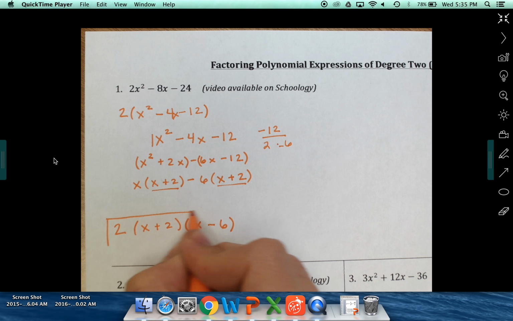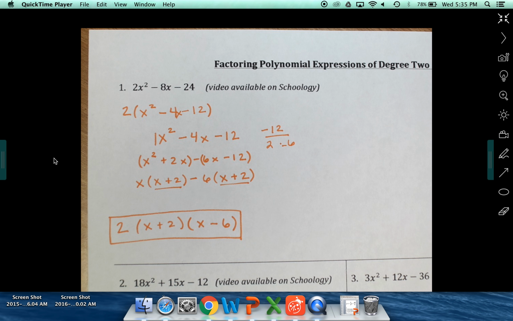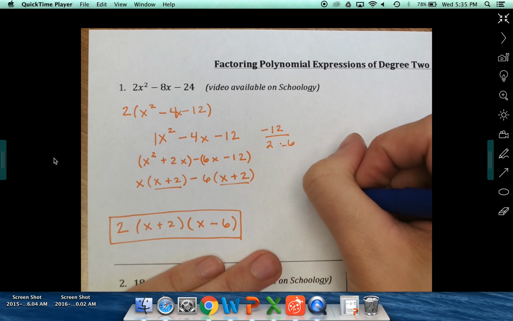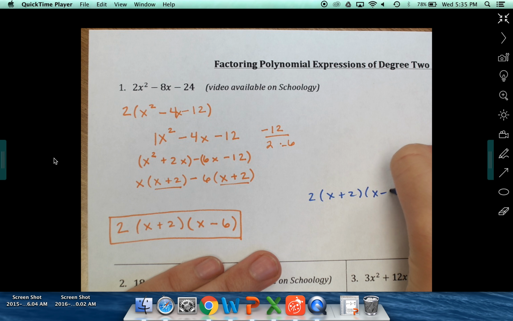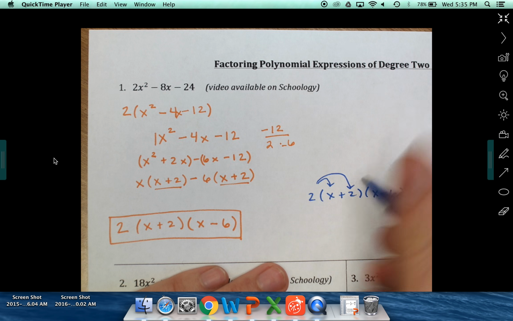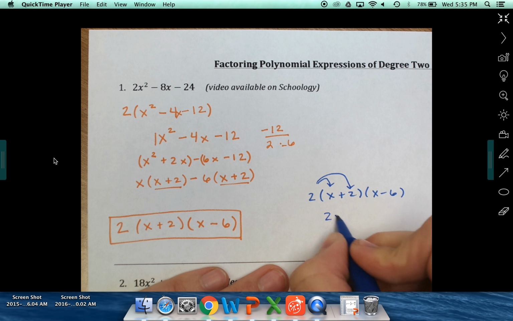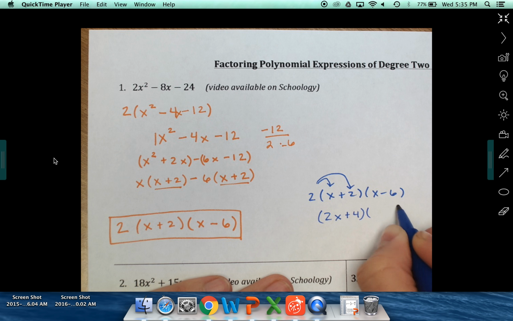Now, I'm done. Okay. Now, if you wanted to check this, you could. You totally could. Okay, so that means that I'd have 2 times x plus 2 times x minus 6. I can distribute this. So I'd have 2 times x is 2x. 2 times 2 is 4. Bring down my x minus 6.